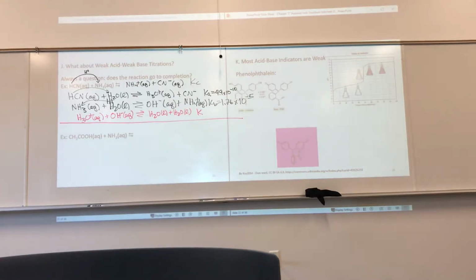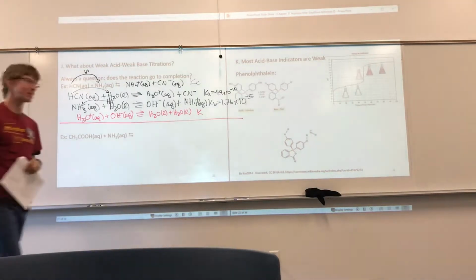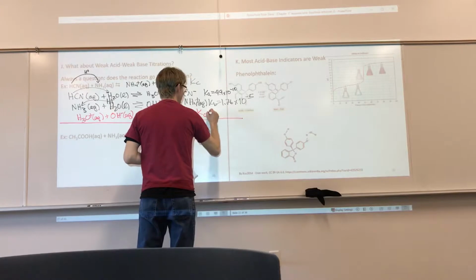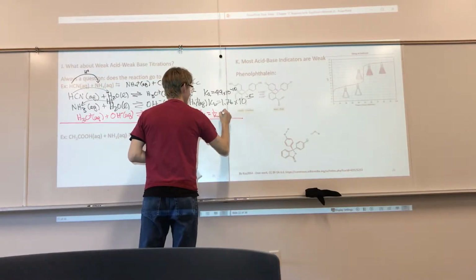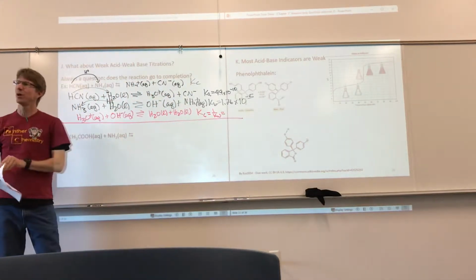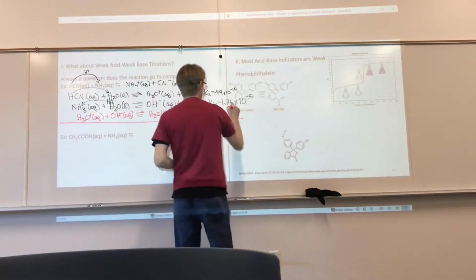That is certainly related to Kw, but for it to be Kw, the waters would have to be on the reactant side. So this one is 1 over Kw. So it equals 1 over 1.0 times 10 to the minus 14.